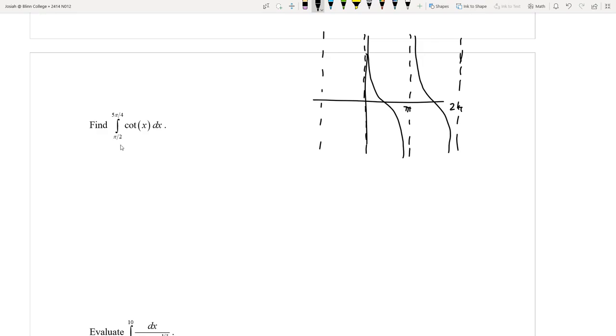So looking at our integral here, we're going from pi halves to 5 pi fourths. So we have an issue at pi. So that's something we need to keep in mind to look for those issues. And so when we go to evaluate then, we're looking at evaluating both sides of that issue. So we'll have to split this into 2 different integrals. So pi halves to pi, and then finish it up with pi to 5 pi fourths.